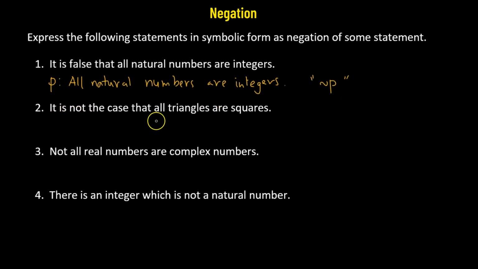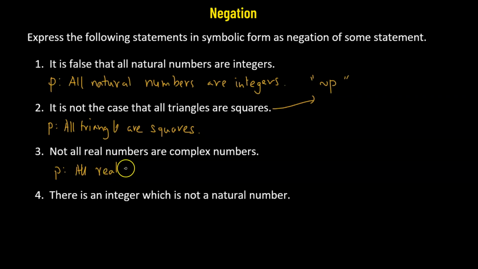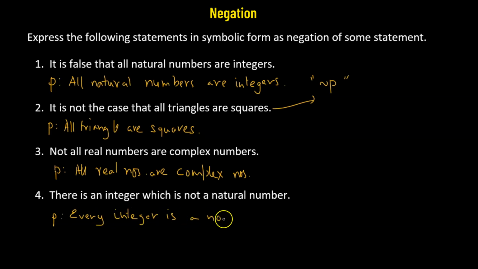Right. Next, number two, it is not the case that all triangles are squares. So we'll consider the statement that all triangles are squares. Then in that case, our statement will be negation of P. Number three, not all real numbers are complex numbers. So we'll consider the statement all real numbers are complex numbers. Then the negation of the statement will be statement 3. Not all real numbers are complex numbers. Number 4, we'll consider the statement, every integer is a natural number. Then when we negate this statement, this will give us an integer which is not a natural number.